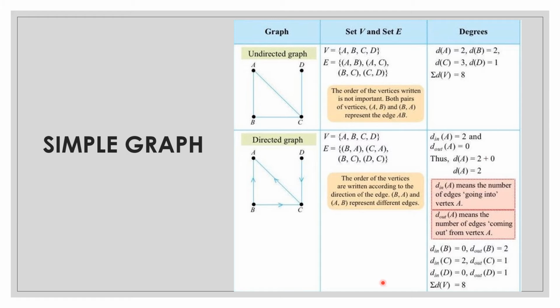Then you add all: 2 plus 2 plus 1 plus 1 plus 2, so the degree of this directed graph is 8.